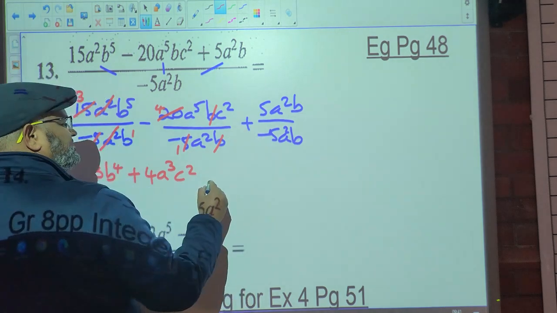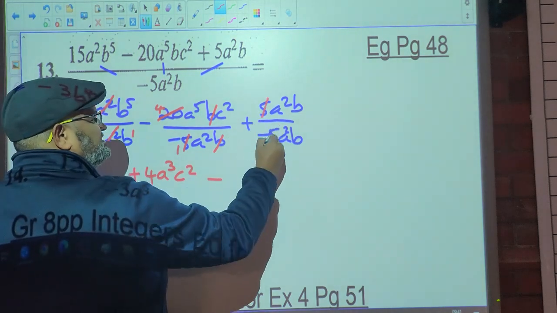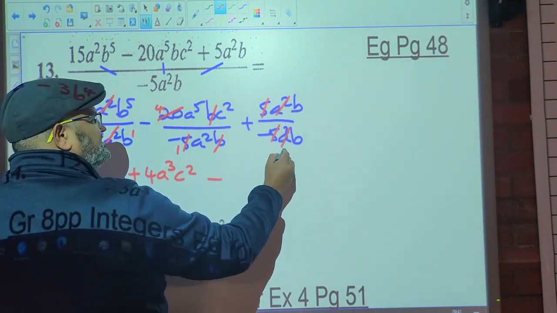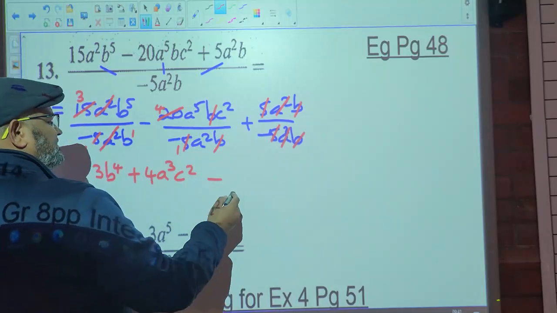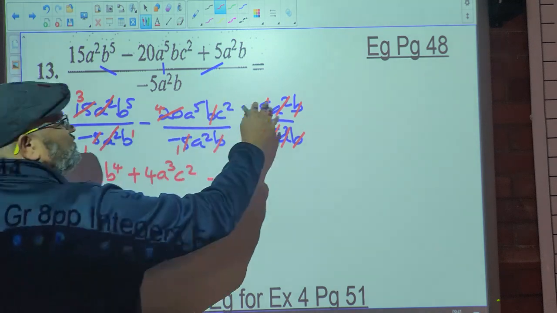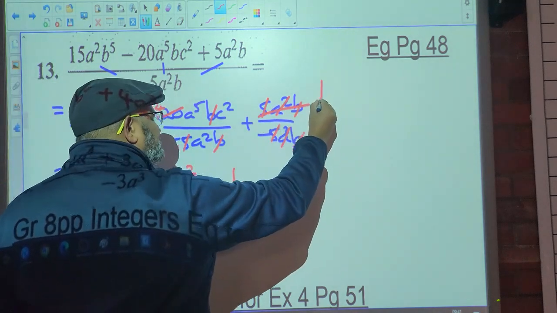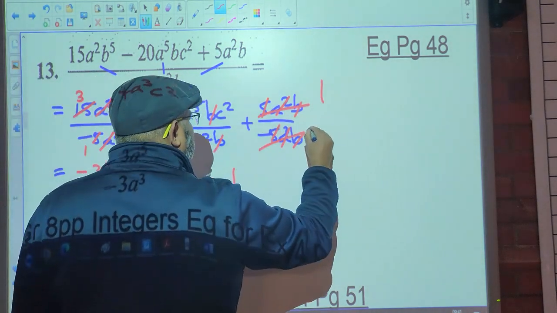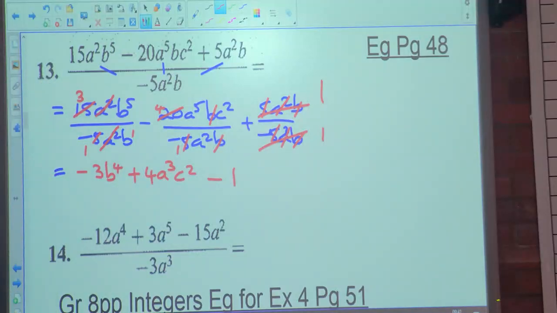What's positive divided by negative? Negative. 5 cancels 5. a squared cancels a squared, 1. So I'm left with? So in other words, 5a squared b goes into itself once, and 5a squared b goes into itself once. Okay, and 1 over 1 is 1. Okay, any confusion there? Okay.